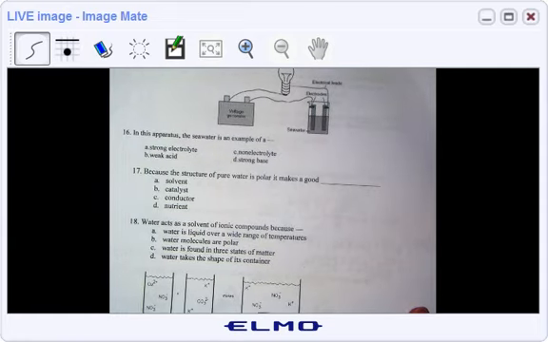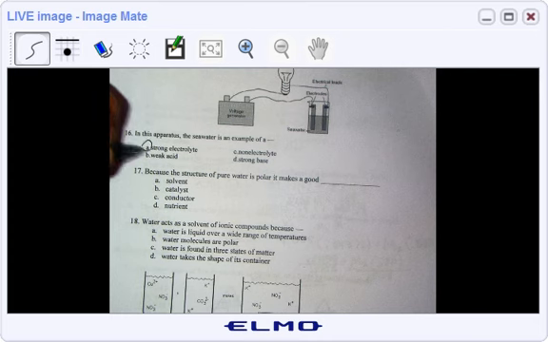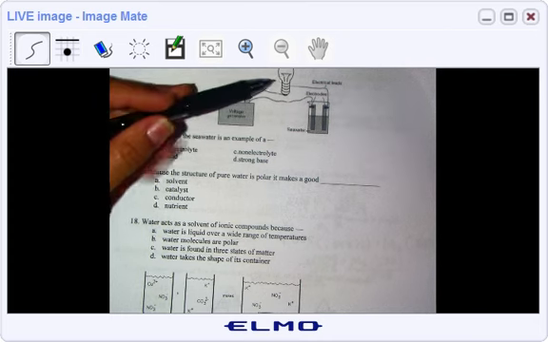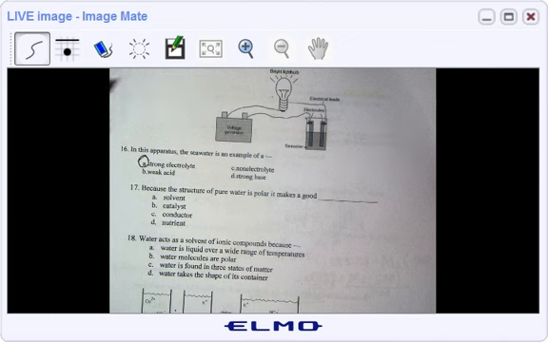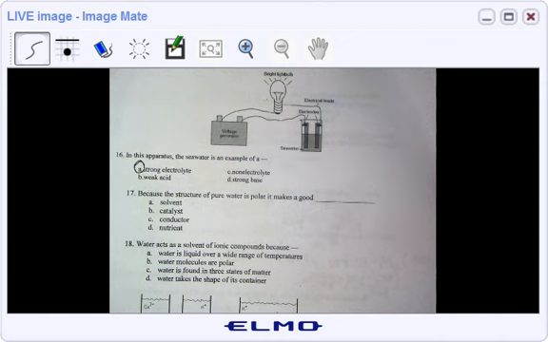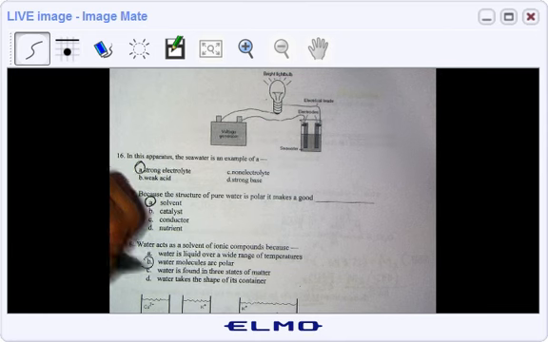Number 16, in this apparatus, the seawater is going to be a strong electrolyte, because it's lighting the light bulb up. Anything that can conduct electricity is called an electrolyte. Number 17, because the structure of pure water is polar, it makes a good solvent. Water acts as a solvent of ionic compounds because water is polar. So the key word here is water is polar.